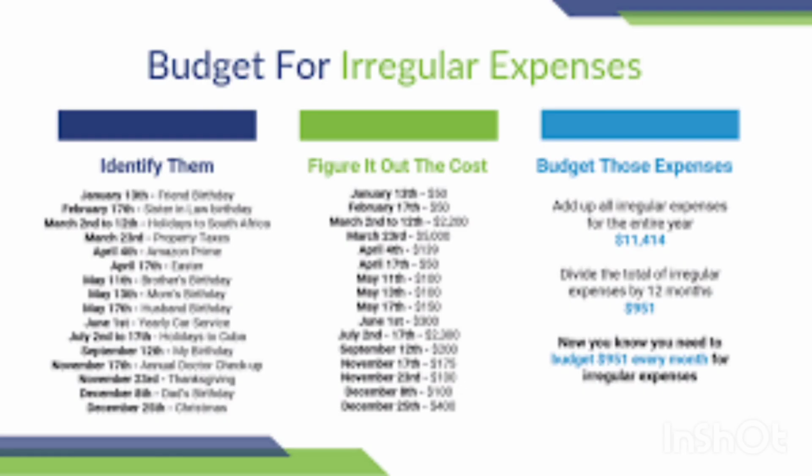5. Account for irregular expenses. Consider expenses that don't occur every month but happen periodically, such as medical checkups, car maintenance, or vacations. Set aside a small amount each month for these irregular expenses to avoid financial strain when they arise.